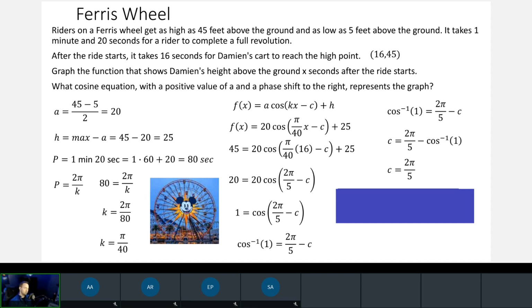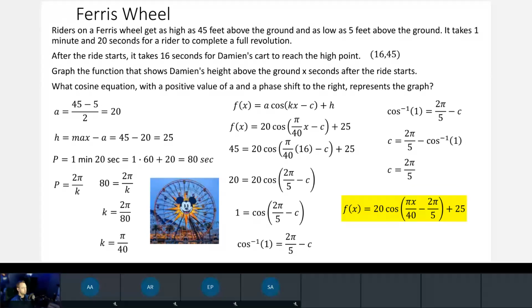So now we have all that stuff and we just plug it in. And then there is the formula for the equation. Oh boy, this is a lot, huh? It's a lot of work.